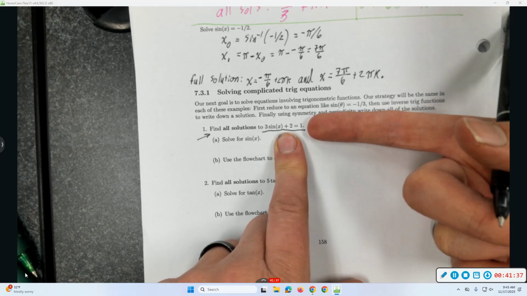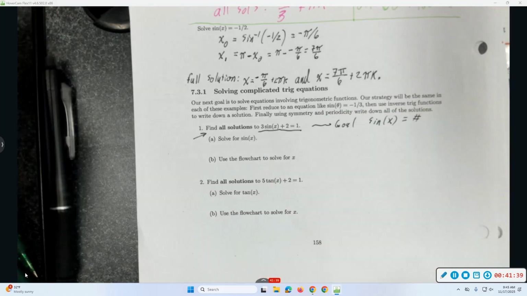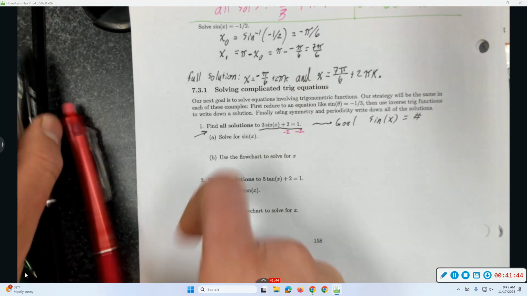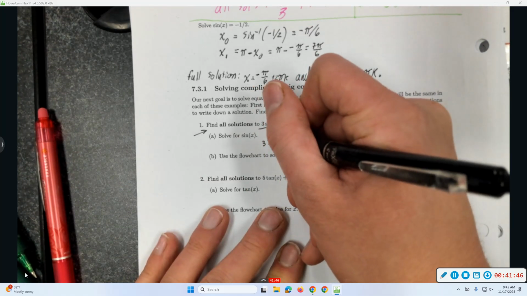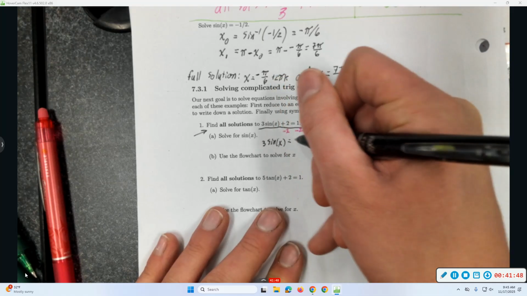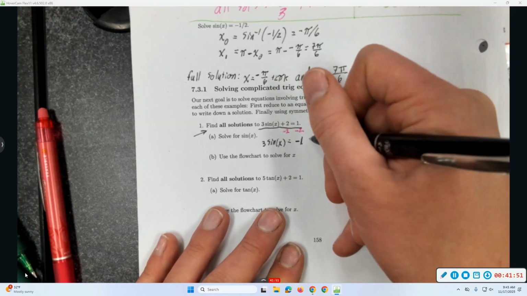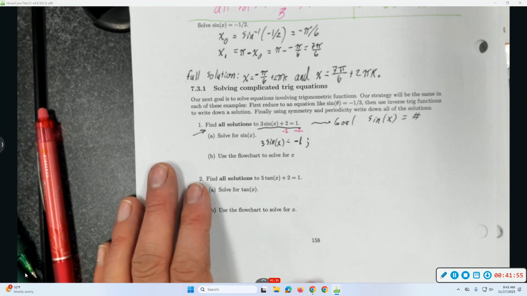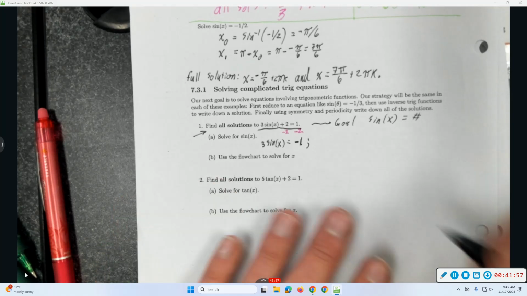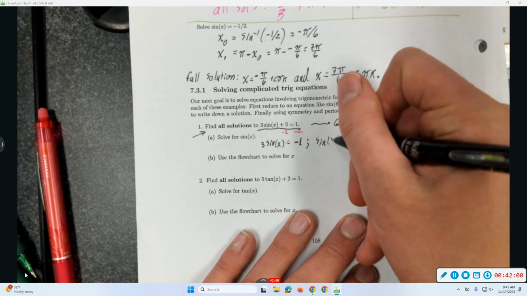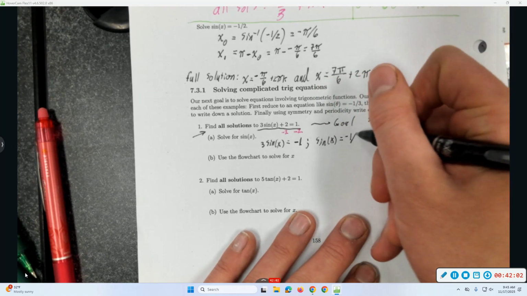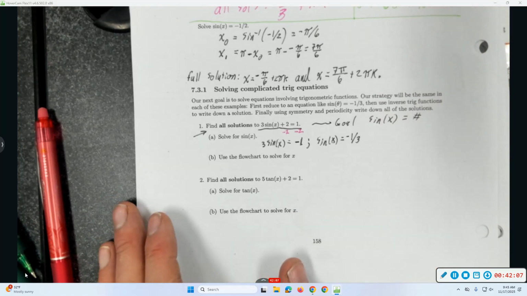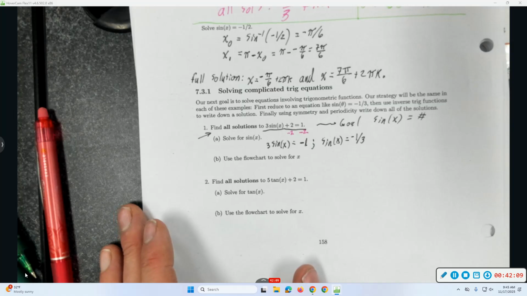Well, how about minus 2? Subtract 2 from both sides. Now you get 3 sine of x equals negative 1. Next one: divide by 3, giving me sine of x equals negative 1 over 3. That's exactly the type of equation that we've been talking at length about how to solve.